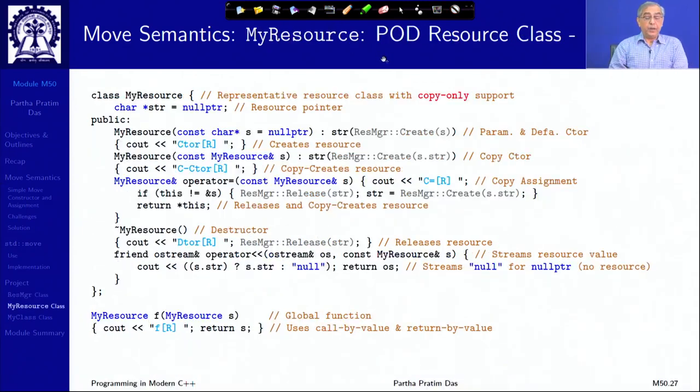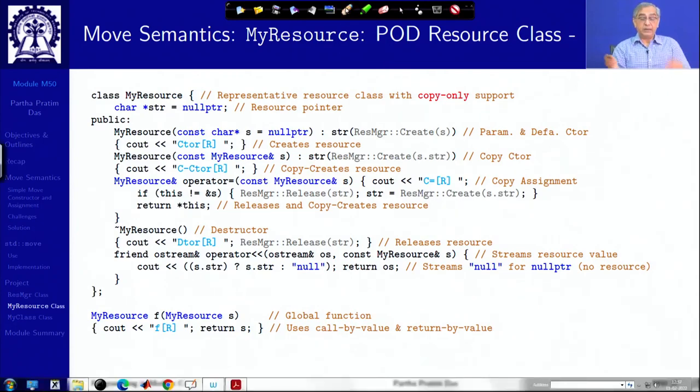these functions. So, my resource POD class is that, and further for every function there is a name that I have used inside to basically tell you which function is getting called. So, CTOR R is the constructor for resource class, CTOR R is copy constructor for resource class, C assignment is copy assignment for resource class, and so on and so forth.